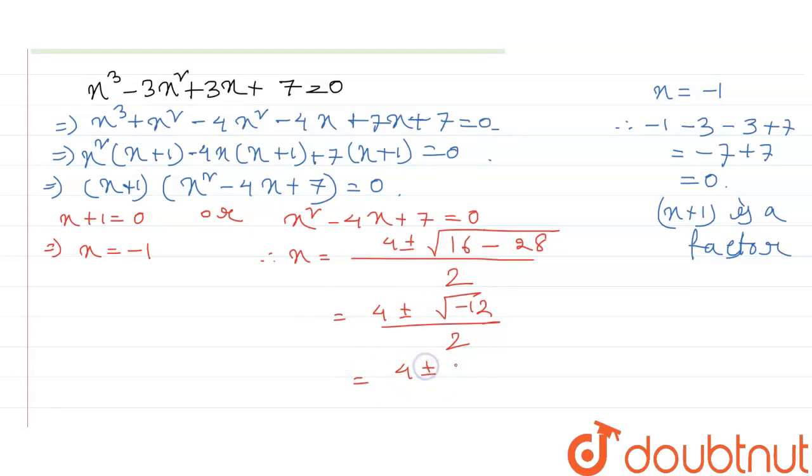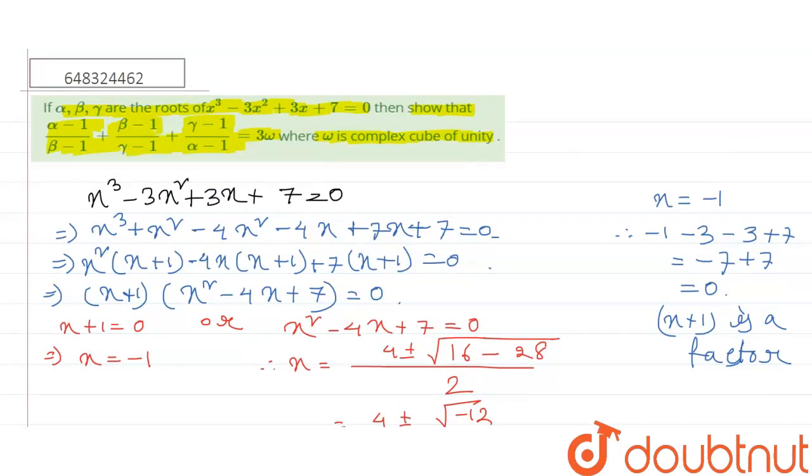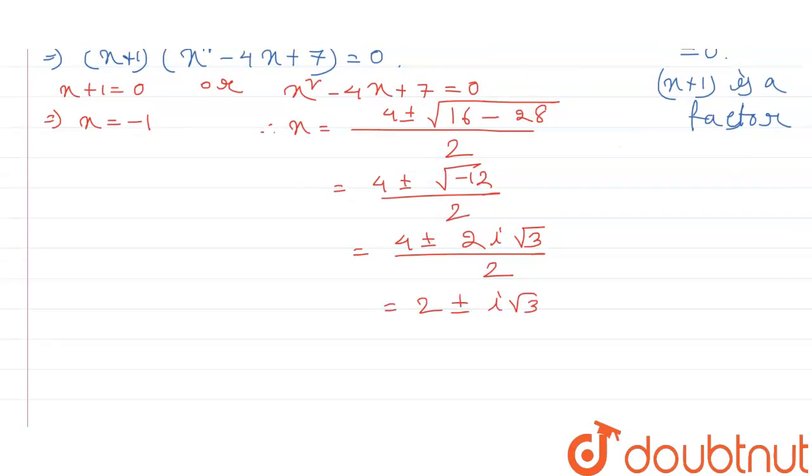So 4 plus minus root over minus 1 means i. This is the complex number i equal to root over minus 1. So 2i root 3 by 2, so 2 plus minus i root 3. So these solutions are the roots of the given equation. Here it is given that alpha, beta, gamma are the roots, so we write alpha equals minus 1, beta equals 2 plus i root 3, and gamma equals 2 minus i root 3. Now we solve.